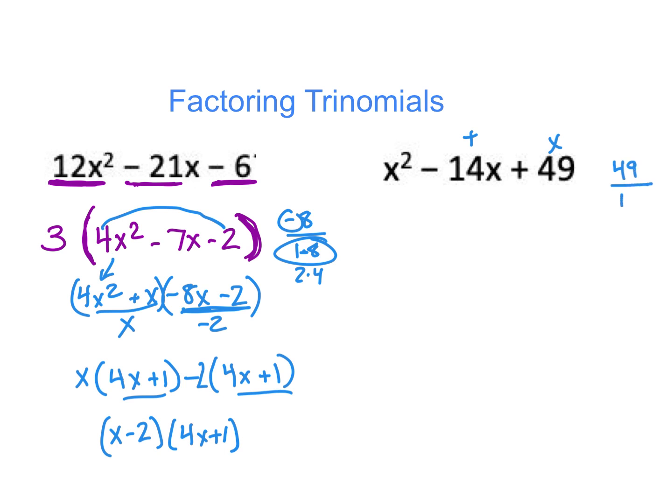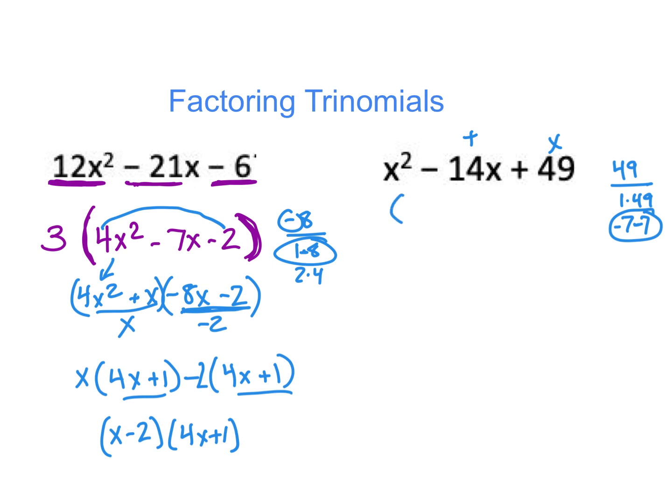Okay, so I've got 1 times 49 and 7 times 7. Which one makes 14? 7 and 7. Which one makes negative 14? Well, a negative 7 and a negative 7. Can negative 7 times negative 7 equal positive 49? Absolutely. Okay, so again, now I could group this out. I could just do everything in the same method. It's just going to be an extra step I don't need to do.